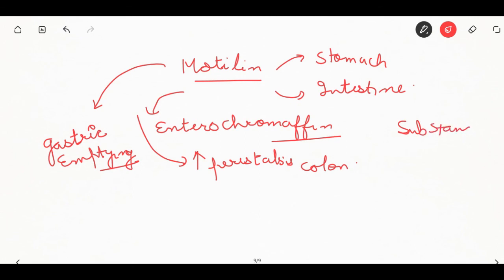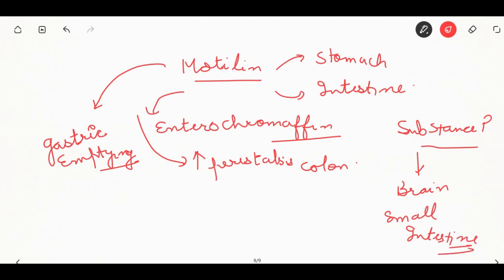Substance P is secreted at the pain nerve endings in the brain and enteric nerve endings in the small intestine. In the GIT, substance P increases the mixing and propulsive movements of the small intestine.